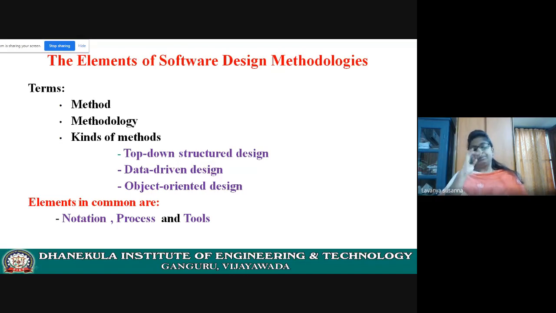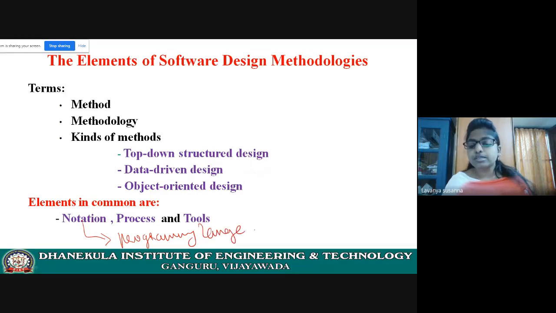Notation represents the programming language used to express the model. See, notation is nothing but the programming language used to express the model.